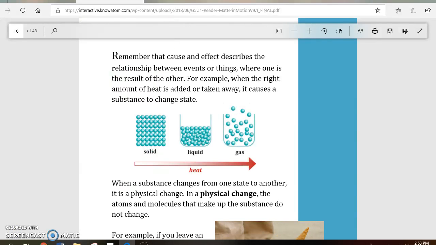Remember that cause and effect describes the relationship between events or things where one thing is the result of the other. For example, when the right amount of heat is added or taken away, it causes a substance to change state. When a substance changes from one state to another, it is a physical change. In a physical change, the atoms and molecules that make up the substance do not change.